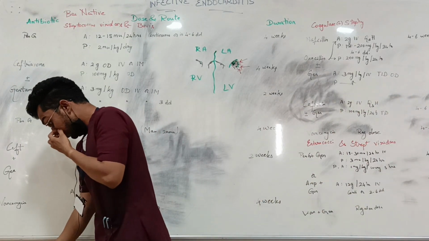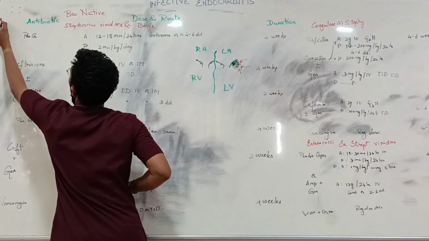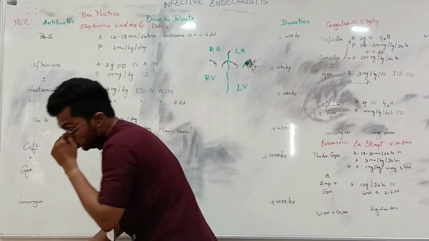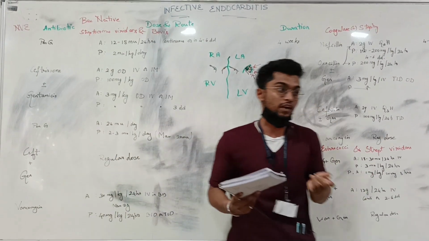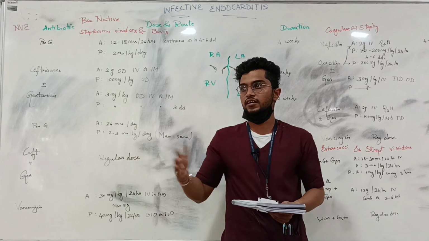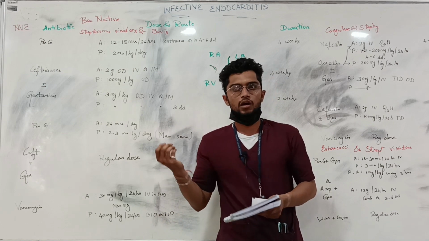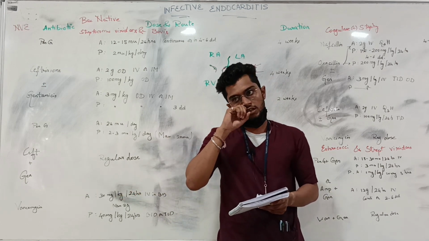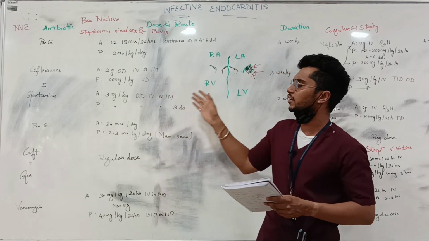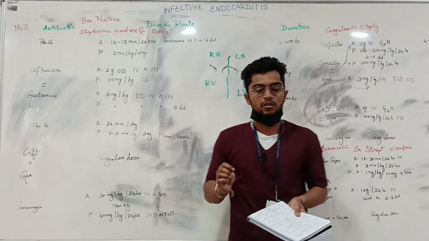So I'll start with the antibiotic regimen of native valve endocarditis. This is just for native valve endocarditis. We usually don't start with empirical therapy, we wait for the transesophageal echocardiogram reports, which can be done very soon, and results come very fast. Culture reports will take a bit longer, but still it is considered very necessary to wait for the culture report before we start any antibiotics.